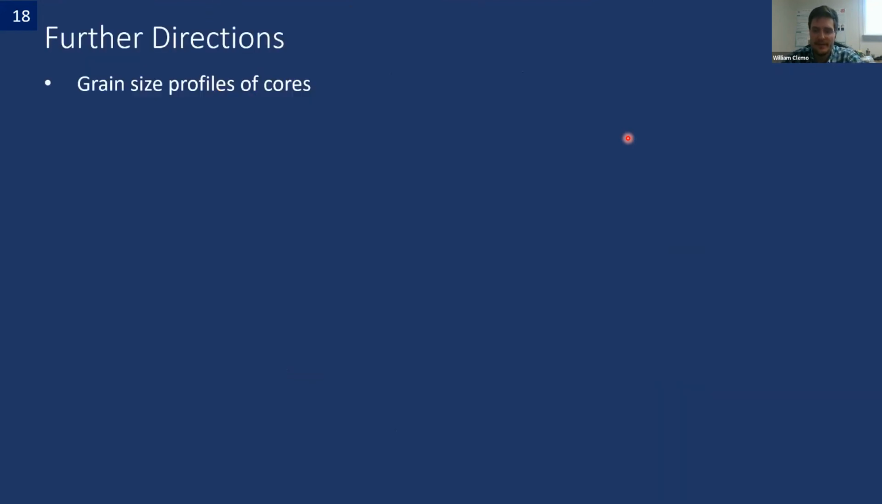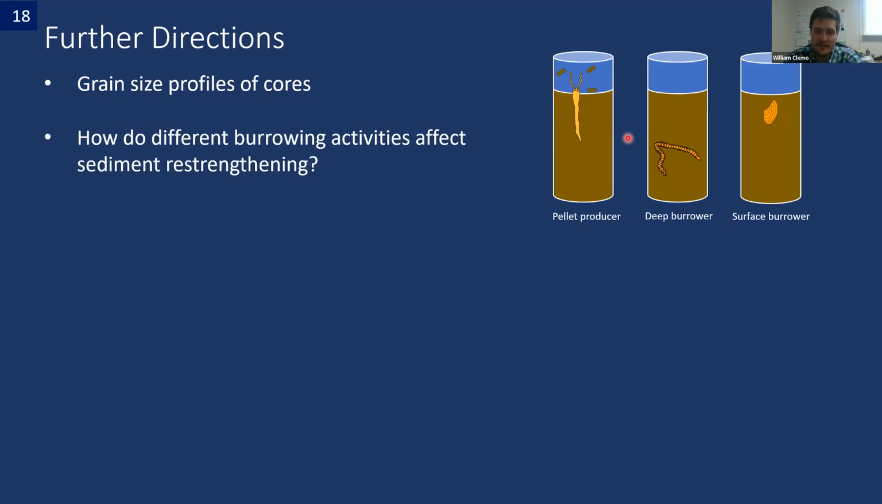So we still need to look at the individual grain size profiles of these cores to help explain core-to-core variability, which for natural sediments can be especially high. We collected all these within a few tens of meters of each other, but it can still be pretty high. And we could also further test the infauna effects we observed in an experiment comparing sediment with different types of burrowers and sediment with no animals. So we could look at what pellet producers are doing, what deep burrowers are doing, and what near surface burrowers are doing.